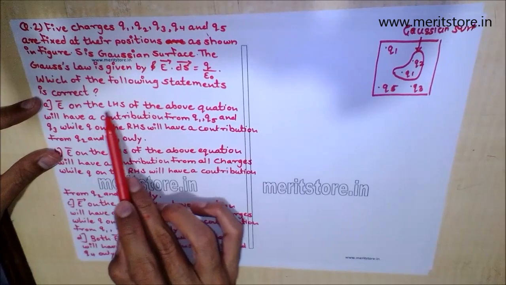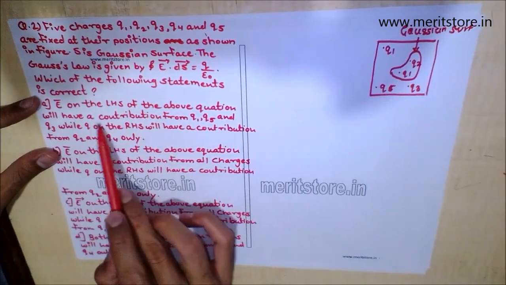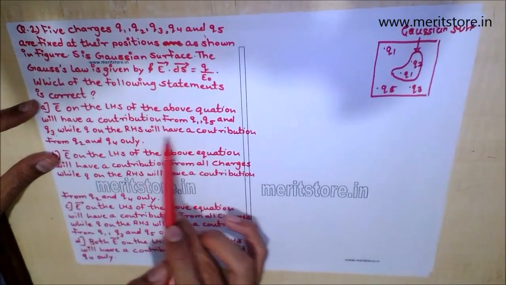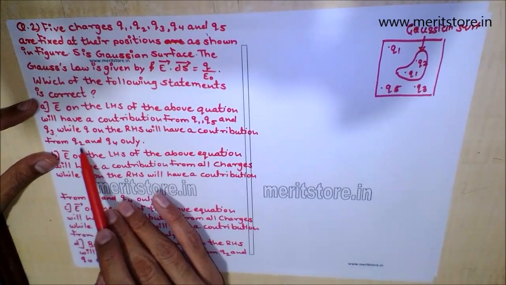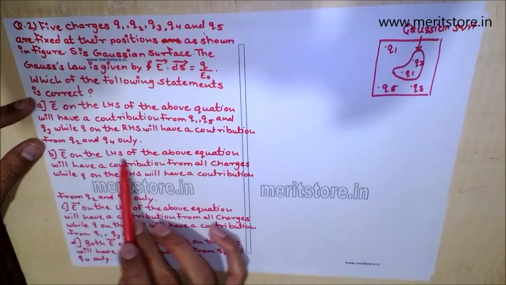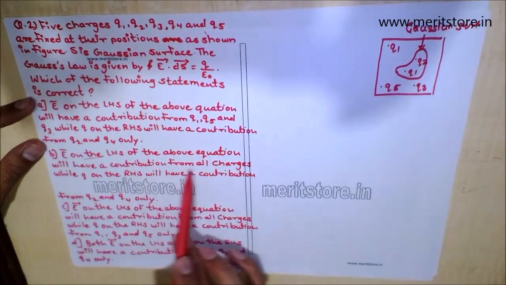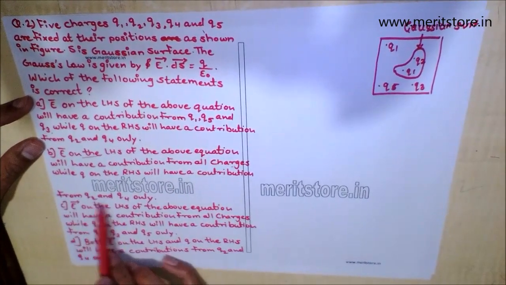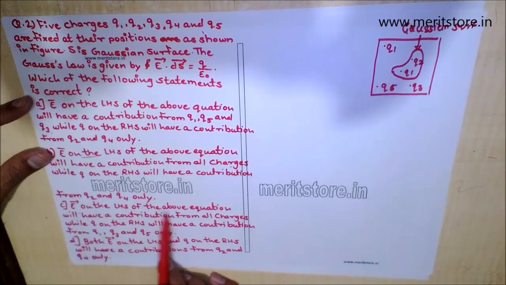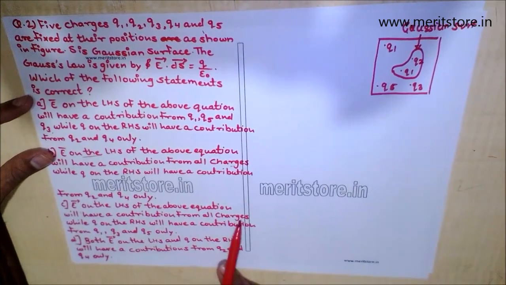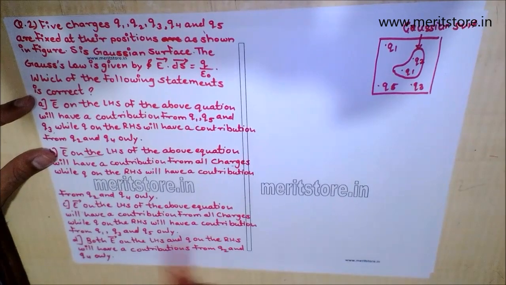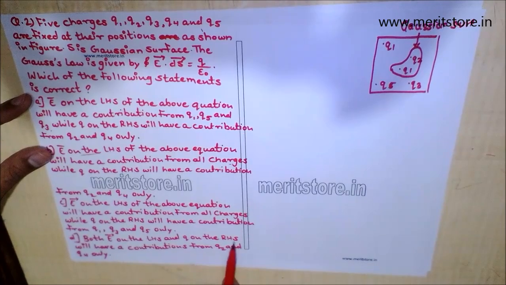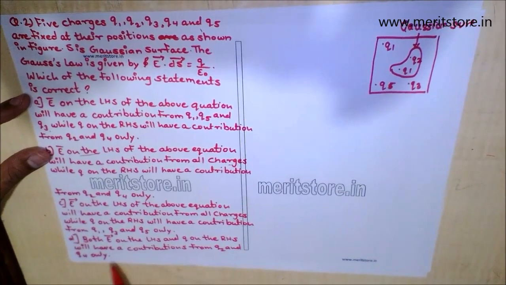E on the LHS of the above equation will have the contribution from Q1, Q5 and Q3, and Q on the right hand side will have the contribution from Q2 and Q4 only. E on the LHS of the above equation will have a contribution from all the charges, while Q on the RHS will have a contribution from Q2 and Q4 only. E on the LHS will have a contribution from all the charges, while Q on the RHS will have a contribution from Q1, Q3, Q5 only. Both E on the LHS and Q on the RHS will have a contribution from Q2 and Q4.